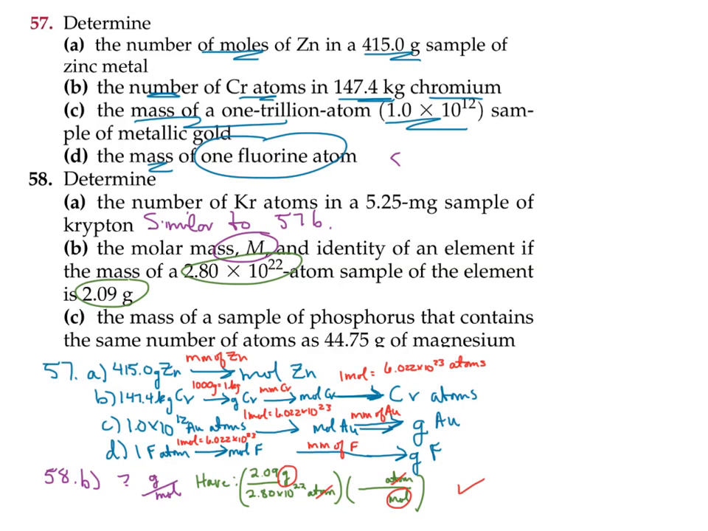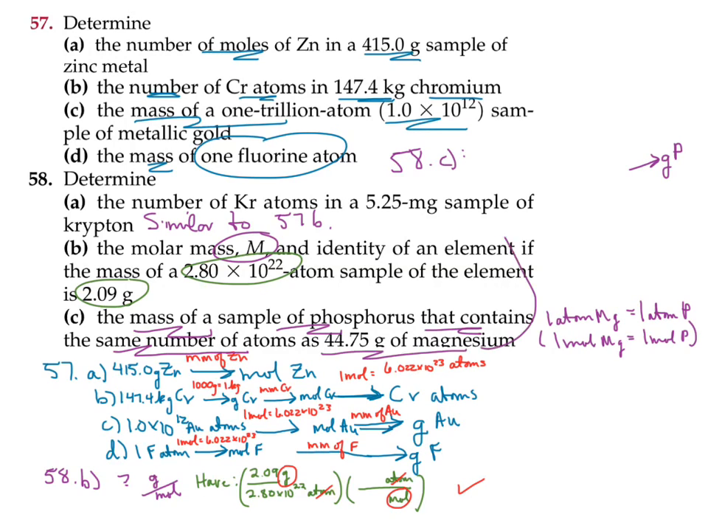For C, I can remember some semesters, C really throws people off. It's not meant to, or maybe it is, okay? But if you read C a few times, you'll notice that it's dealing with two things. It's dealing with magnesium and phosphorus. Basically, you want the mass of phosphorus that has the same number of atoms in it as magnesium atoms in 44.75 grams of magnesium.